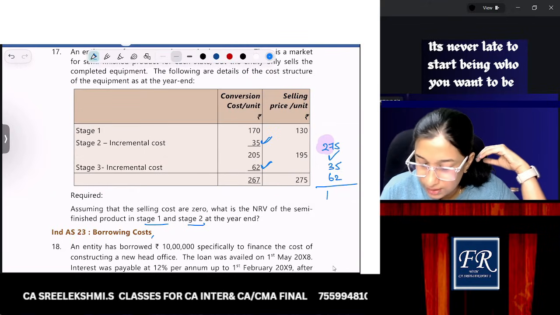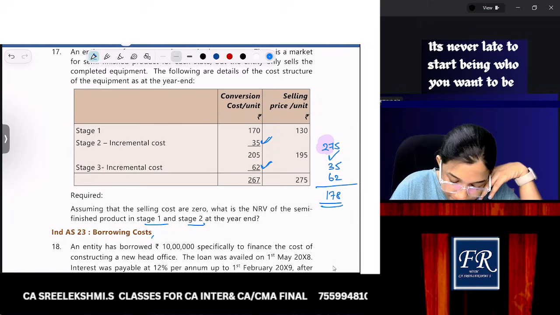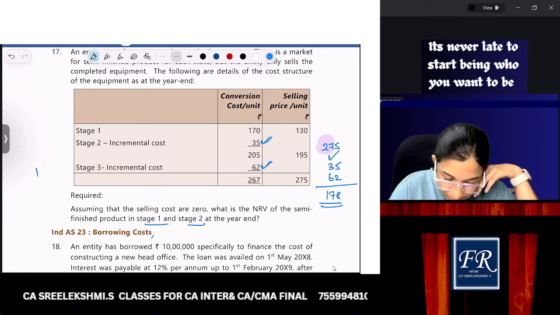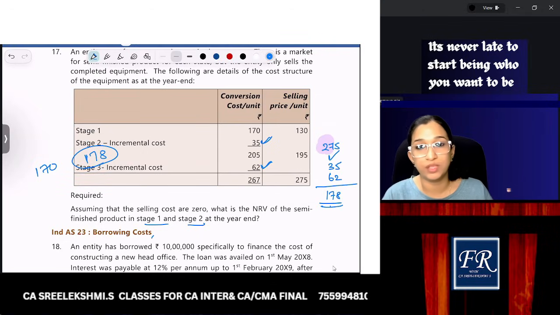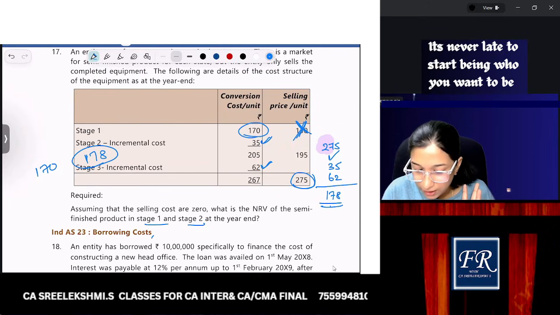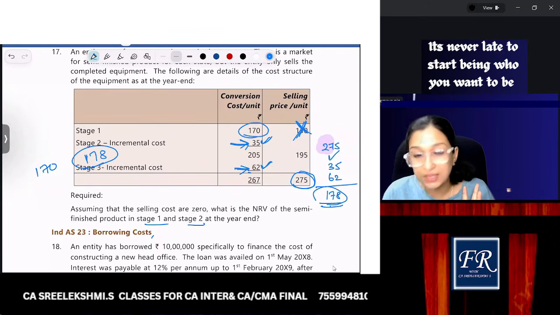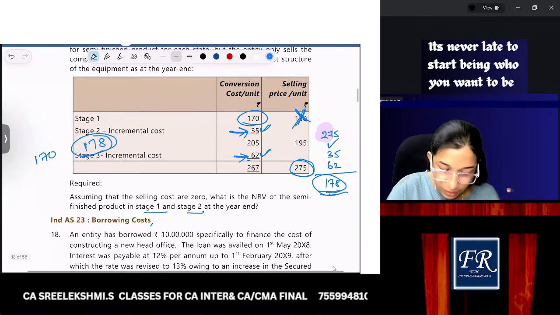So 275 minus 35 minus 62 is 178. So 170 is the conversion cost, and 178 is the NRV which I will be using. Did you understand? Not 130, because I have no intention to sell. I'll be selling only after completion, and cost of completion I have deducted, so it is 178. So stage 1 NRV is 178.